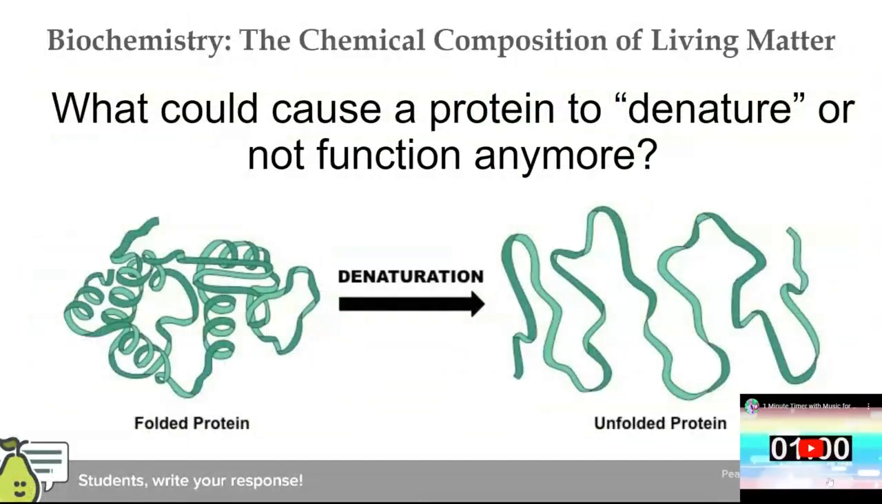Okay, and here we're talking about what could cause a protein to denature. And this just means that we still have the polypeptide, but it doesn't have a functional form because it's kind of unfolded because we've broken or denatured it. So the folded protein will unfold or denature in the presence of acid or heat.